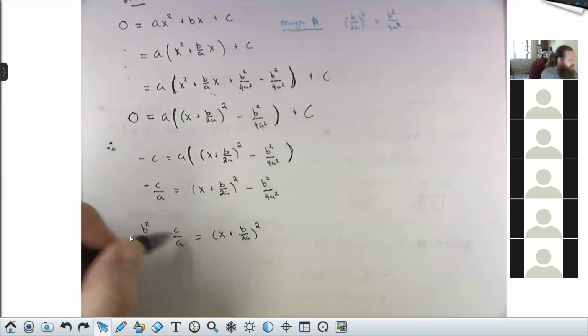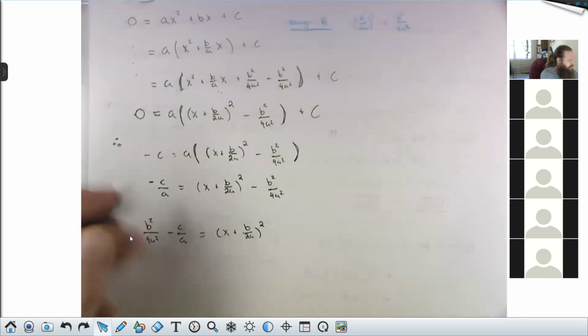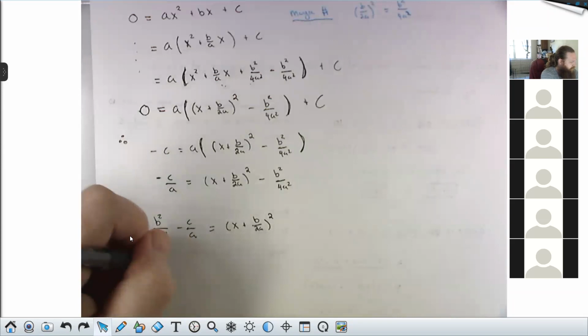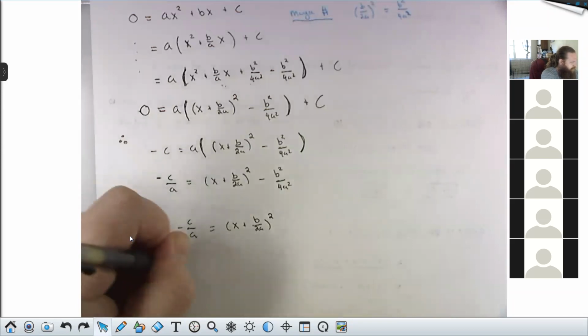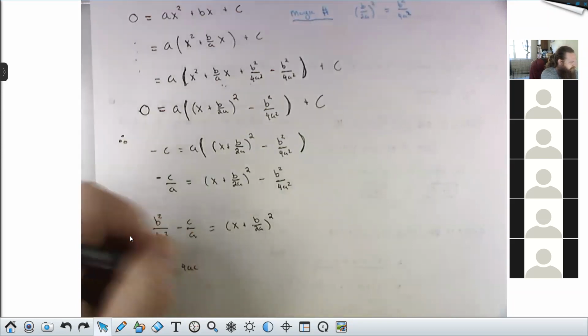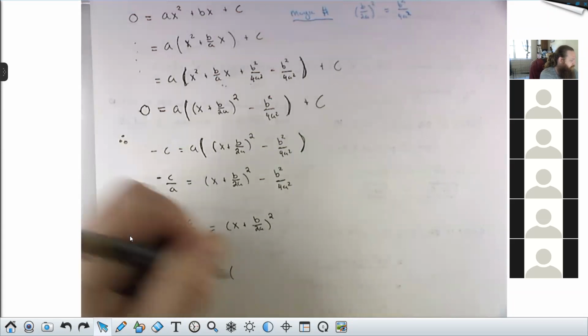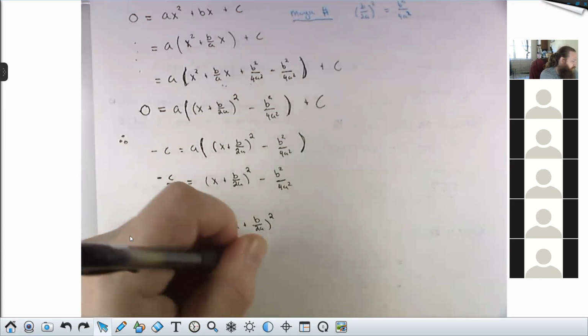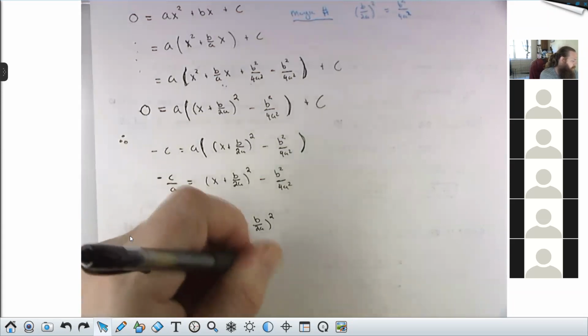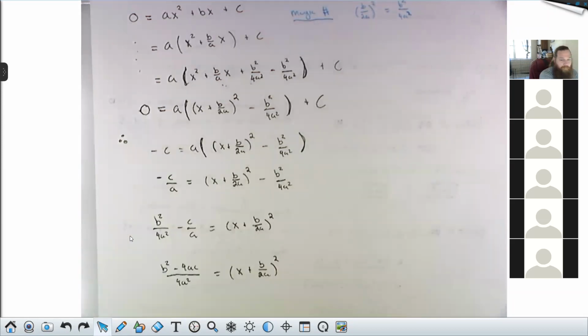If I multiply this by 4a over 4a, then I can rewrite the right-hand side as a single fraction, b squared minus 4ac all over 4a squared. And it's still equal to parentheses x plus b over 2a all squared. And you start to see those familiar pieces from the quadratic formula, right? The b squared minus 4ac, there it is. My next step is to take square roots on both sides.